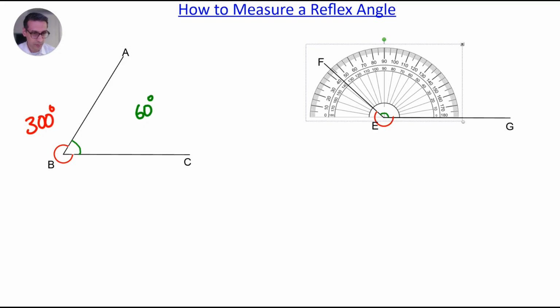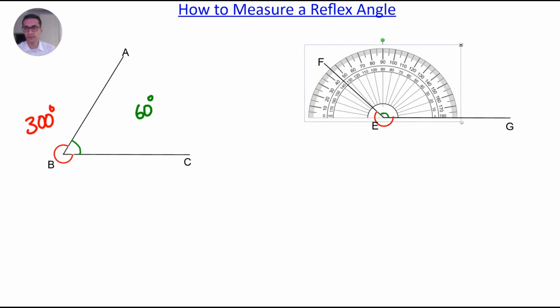So I'm just going to line up the vertex and the origin there, and we can see that the green angle, starting at 0 and using the inside scale, goes to, now we can see it's in between, it's 5 units after 130, so it's 135 degrees. So let's call that 135 degrees.